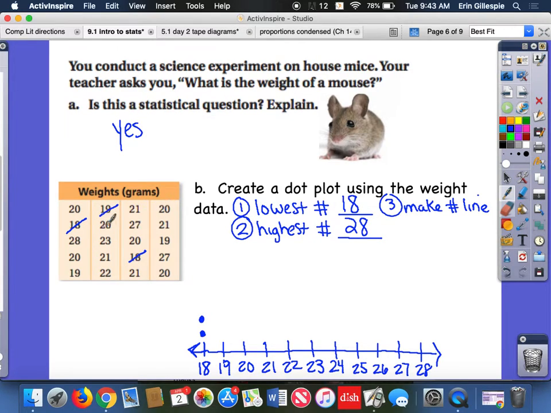Now I'm going to do the same thing with 19. 1, 2, 3. There's 3 19s. So you can see how I just move across in an orderly fashion, and I'm counting out loud as I go.